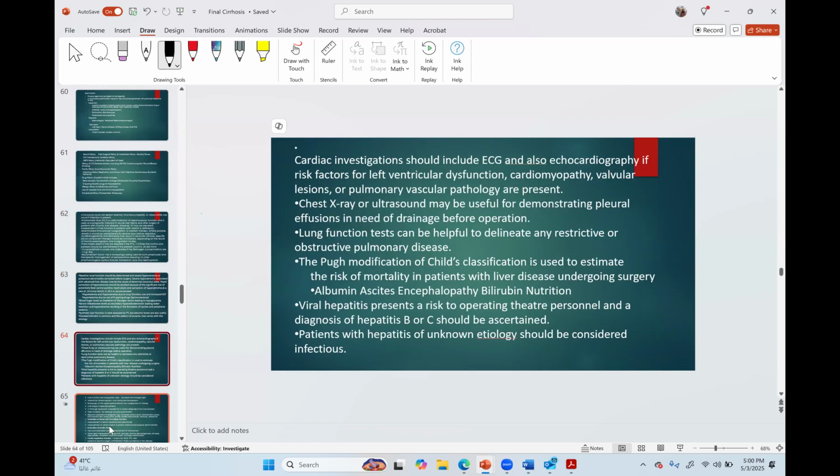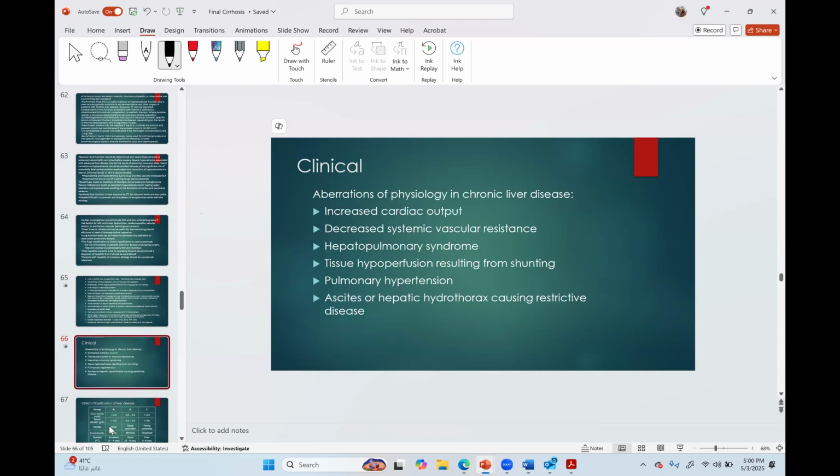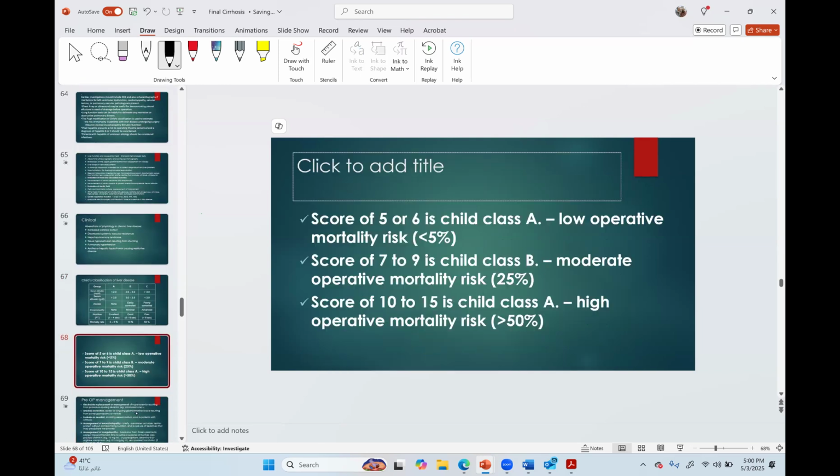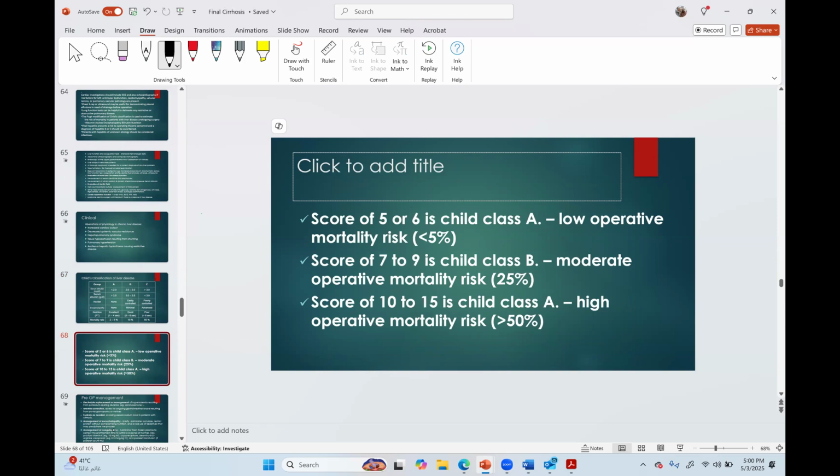Then what else are you expecting? Okay. There are so many different ways you can learn. I make it Mr. Bean. So BEAN: B for bilirubin, E for encephalopathy, and double A, one A for albumin and one A for ascites, and then nutrition or PT. Mortality is 2 to 5, 10, and more than 50. So this you should know.